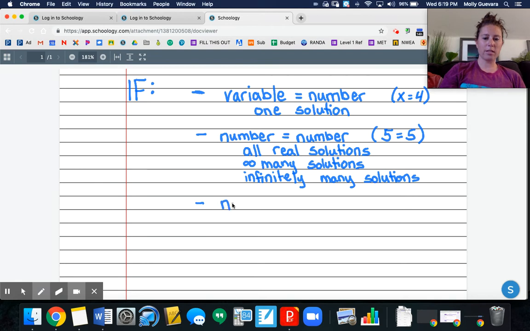And then the last one is if you get a number that is not equal to, so we have an equal sign with a line through it, a number. Like for example, if I get something like 3 equals 7. Does 3 equal 7? No, right? So there's a line through it. It does not equal 7. So if you get something that doesn't make sense like this, then that means that the answer is no real solution.